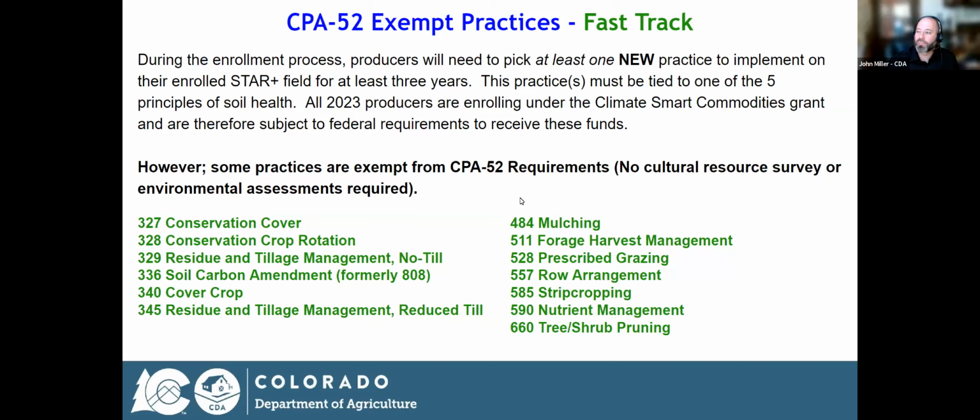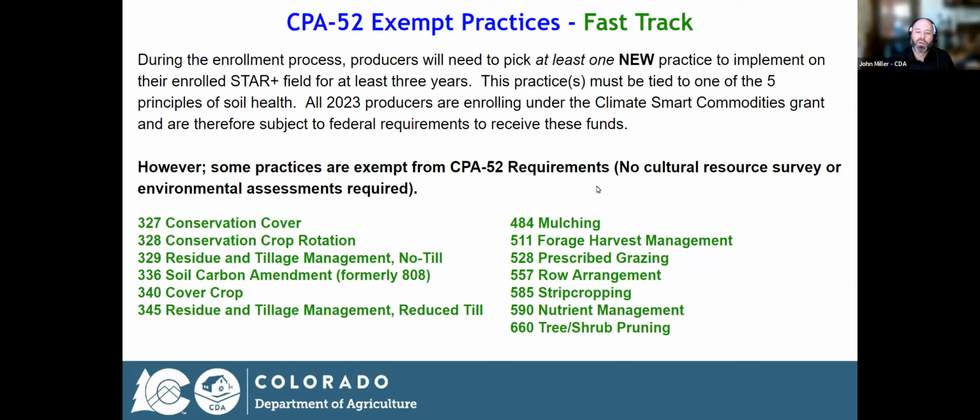When you're out there meeting with them for the initial consultation, you need to gather that information from them. And if they're picking more than one practice, again, they need to be committing to those practices for at least 3 years. These practices must be tied to one of the 5 principles of soil health. So if they come up with an interesting new practice that's out of our list, like tree and shrub planting or pruning, we want to know why that practice is tied to soil health.